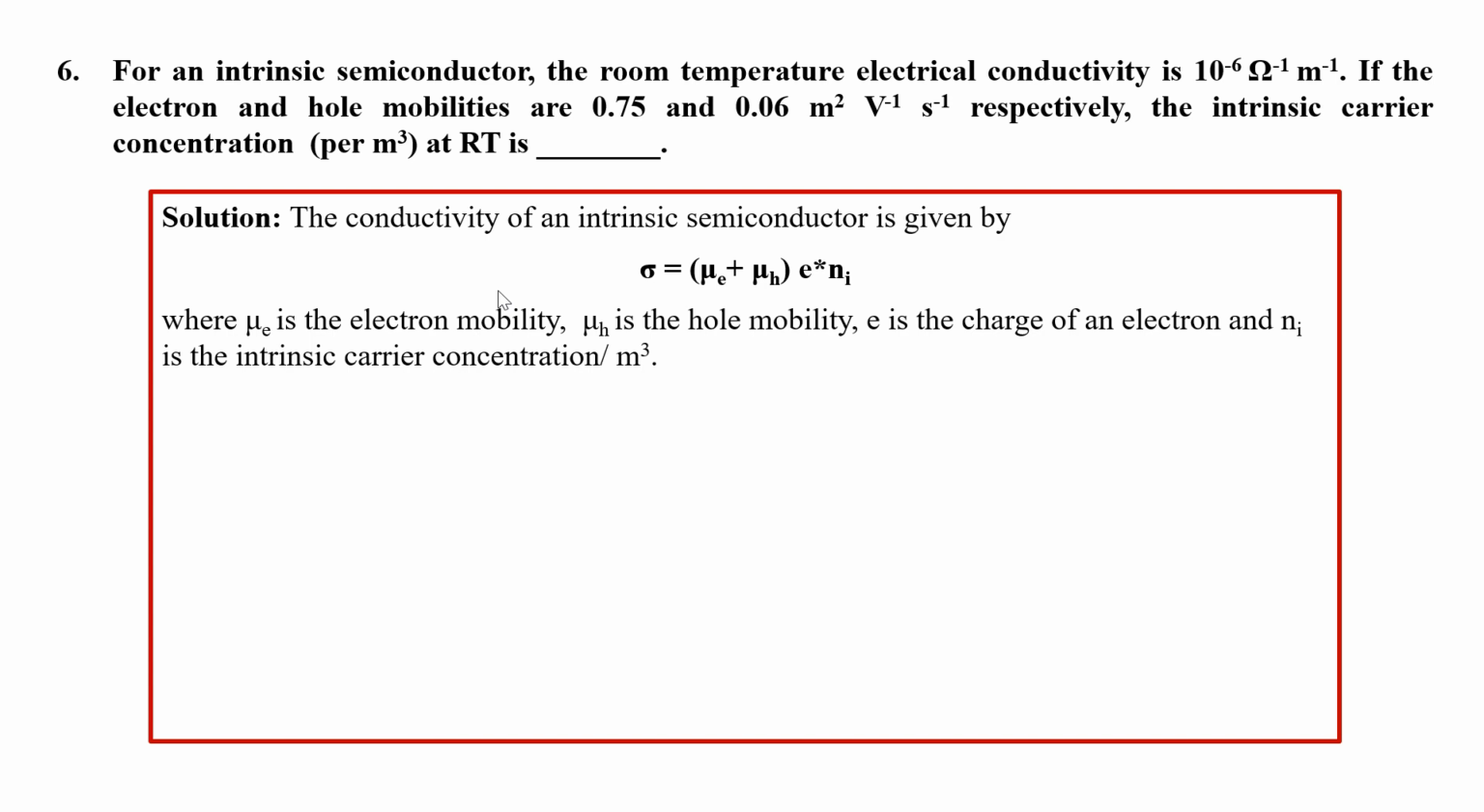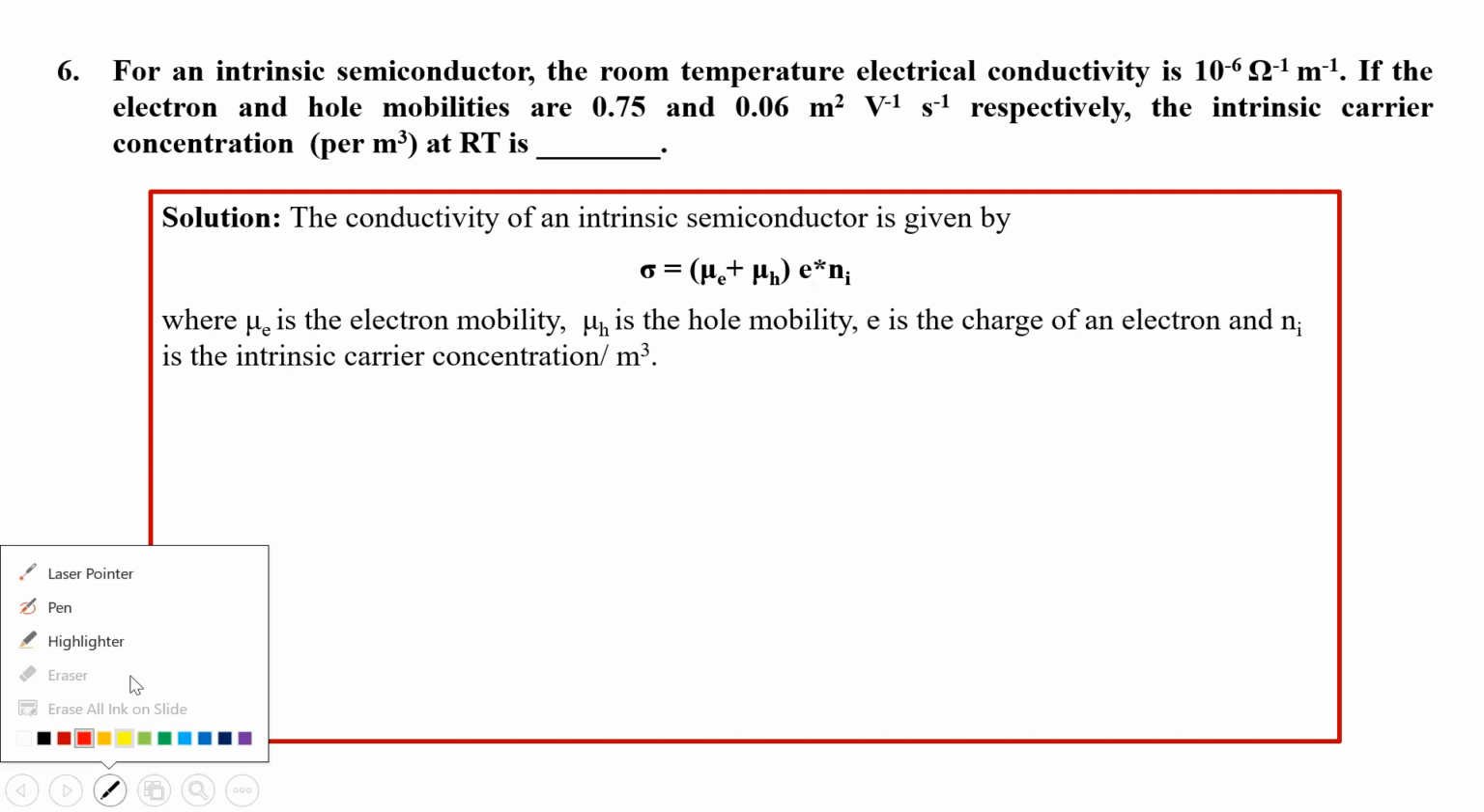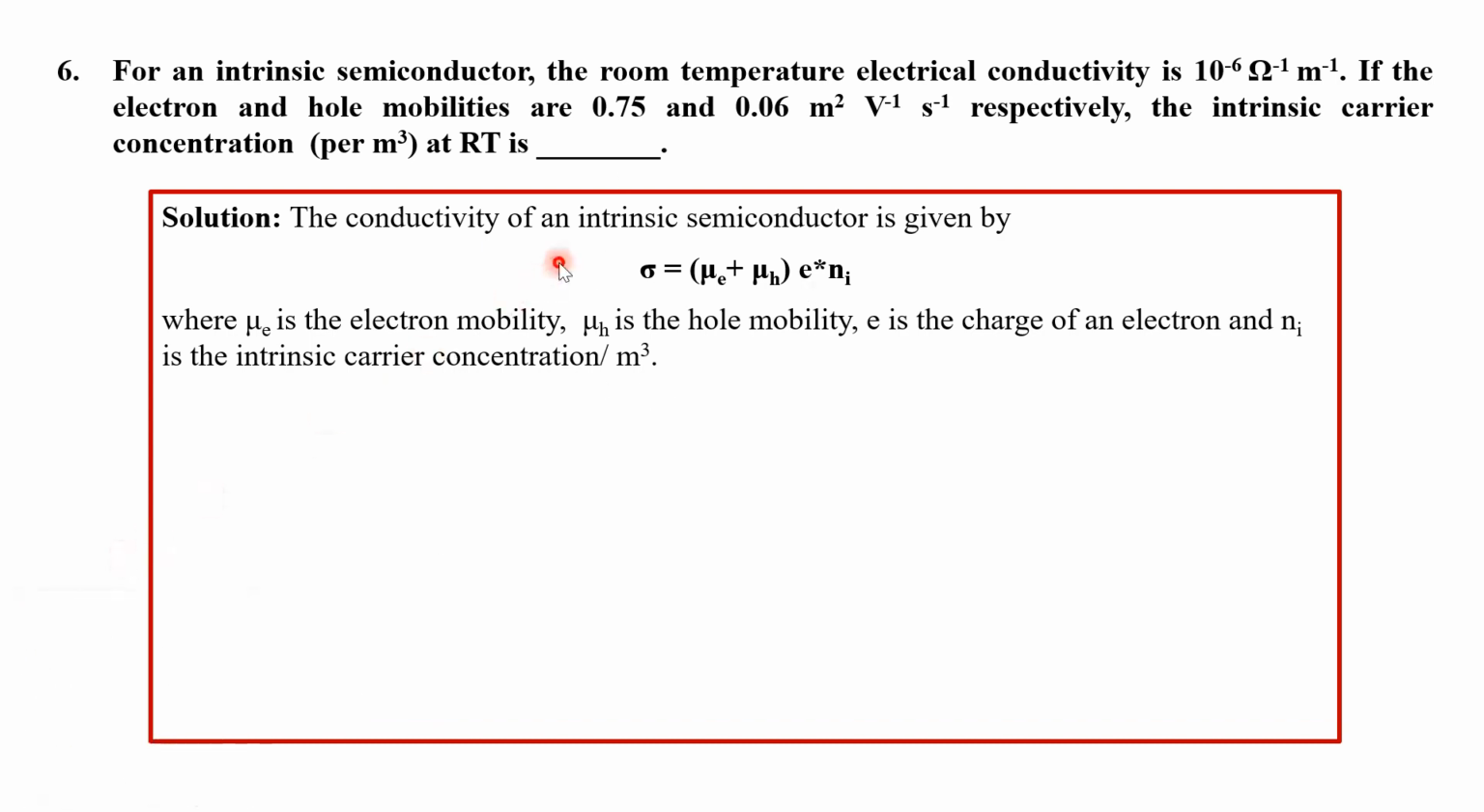An intrinsic semiconductor is a semiconductor which is not doped. When we dope a semiconductor, it becomes extrinsic, right? So for an intrinsic semiconductor, the conductivity is due to the intrinsic carrier concentration, and the number of holes will be equal to the number of electrons, because whenever an electron is generated, correspondingly a hole will also be generated. Therefore, Ni is the intrinsic carrier concentration. So this is the equation for sigma.